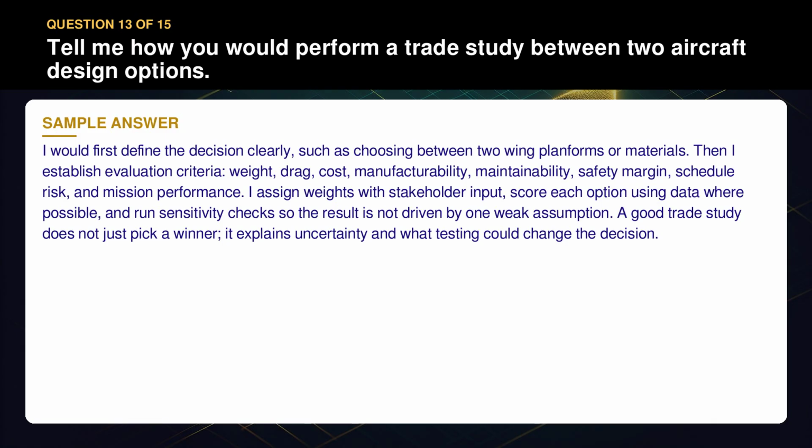I would first define the decision clearly, such as choosing between two wing planforms or materials. Then I establish evaluation criteria: weight, drag, cost, manufacturability, maintainability, safety margin, schedule risk, and mission performance. I assign weights with stakeholder input, score each option using data where possible, and run sensitivity checks so the result is not driven by one weak assumption.